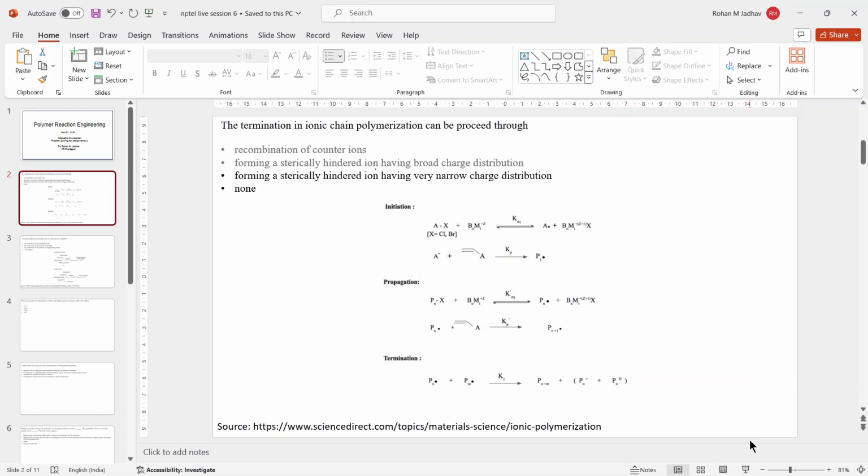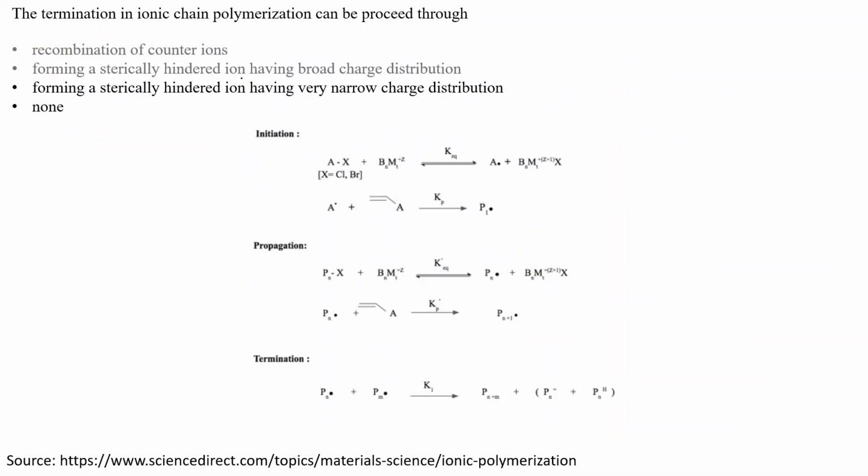Okay, so the first question is: the termination in ionic chain polymerization can proceed through the following options. Choose the correct option. First, we have recombination of counter ions. Next, forming a sterically hindered ion having broad charge distribution. Third, forming a sterically hindered ion having very narrow charge distribution. So going through the options one by one.